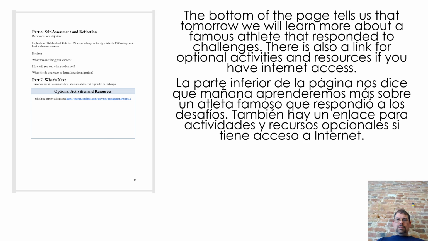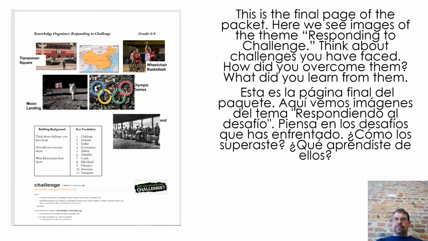The next page of the packet asks us to remember our objective. Explain how Ellis Island and life in the U.S. was a challenge for immigrants in the 1900s using a word bank and sentence starters. For review, we are to answer these questions. What was one thing you learned? How will you use what you learned? What else do you want to learn about immigration? The bottom of the page tells us that tomorrow we will learn more about a famous athlete that responded to challenges. There is also a link for optional activities and resources if you have internet access.